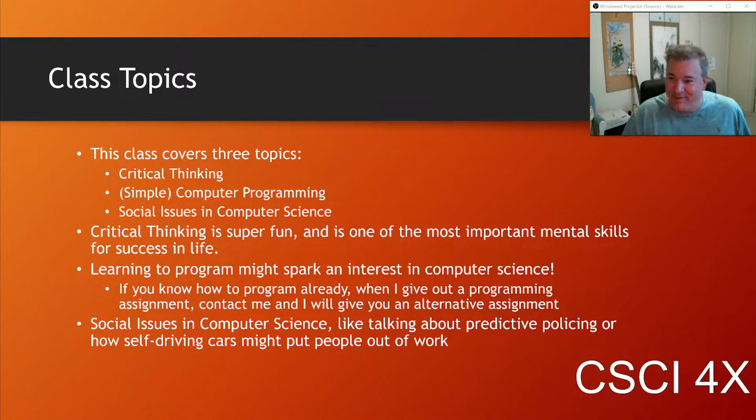By and large in computer science, we don't think about that. This is the main class in which we will talk about the impact that computer science has in the world. Other classes might do it a little bit, but this class is the class for that.